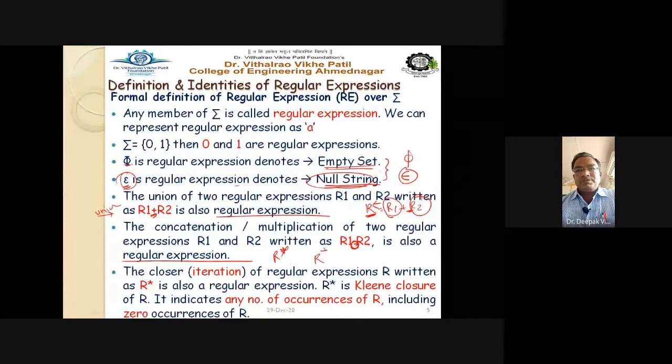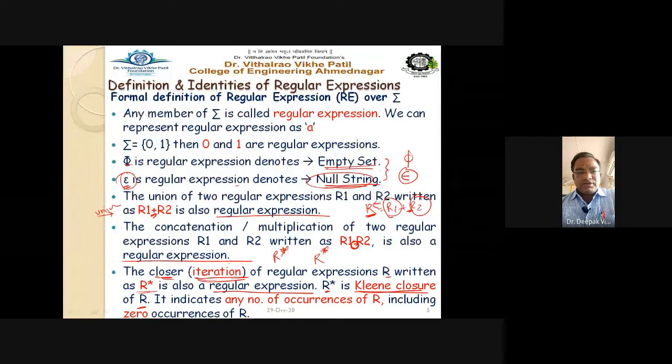R to the superscript, the closure sign, the star mark or asterisk mark, is called the closure property. The closure is nothing but the iteration. Closure stands for the iteration of regular expression R, written in the format R star. It is also a regular expression. R star is called the Kleene closure of R.